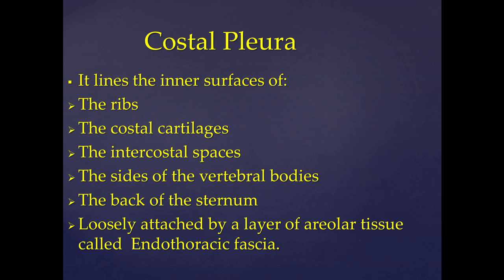Next is the costal pleura. Costal pleura lines the inner surfaces of the ribs, the costal cartilages, the intercostal spaces, the sides of the vertebral bodies, the back of the sternum. So these are the areas, and costal pleura is loosely attached by a layer of areolar tissue, and this areolar tissue is known as endothoracic fascia.